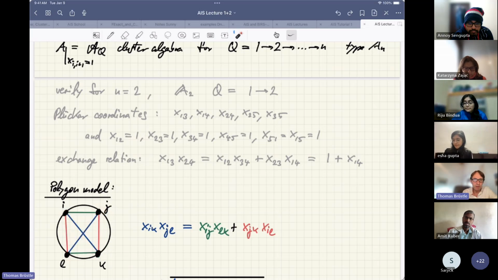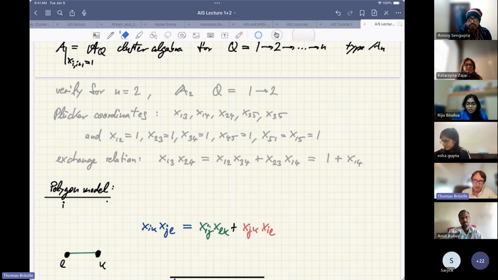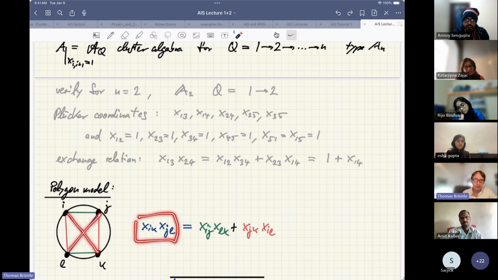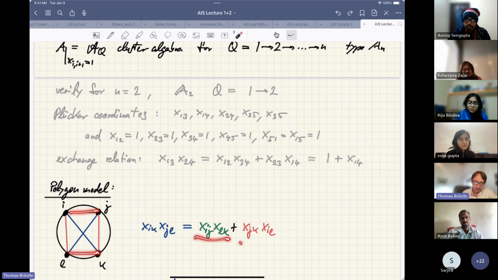Every variable is labeled by 2 points in the polygon, and I label them 1 up to n. So when I take a square i, j, k, l like this, the product of the two crossing diagonals equals the sum of the products of the two opposite sides of the rectangle plus the product of the two other opposite sides of the rectangle.